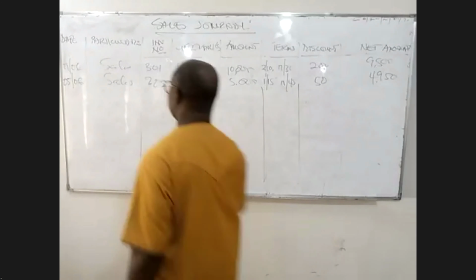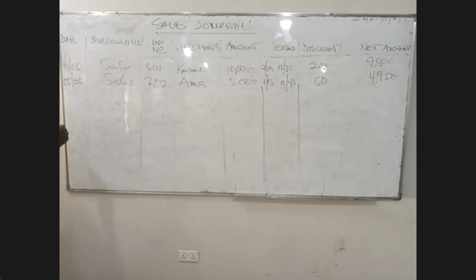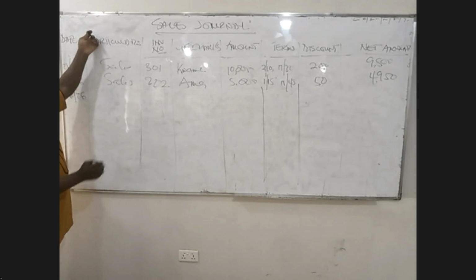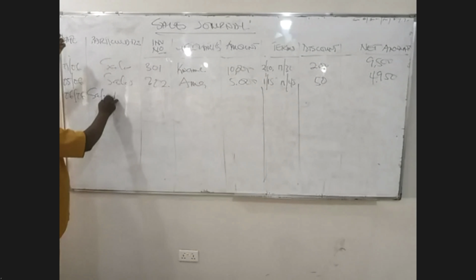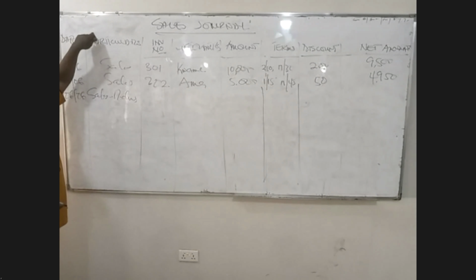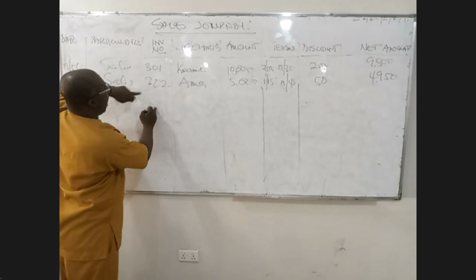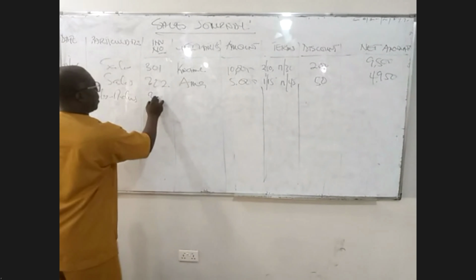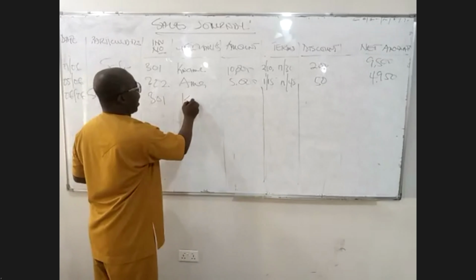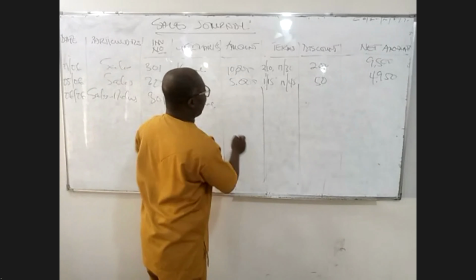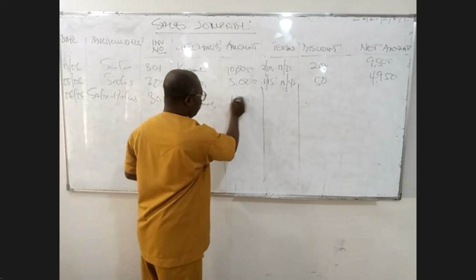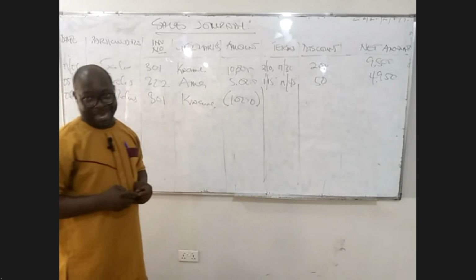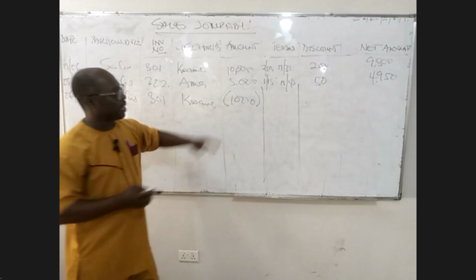All right, goods return. Which date is that? On the 6th of June. Particulars is what? Sales returns. And it's connecting to which one? 301, by Kwame. The amount is what? This one, you put it in bracket.